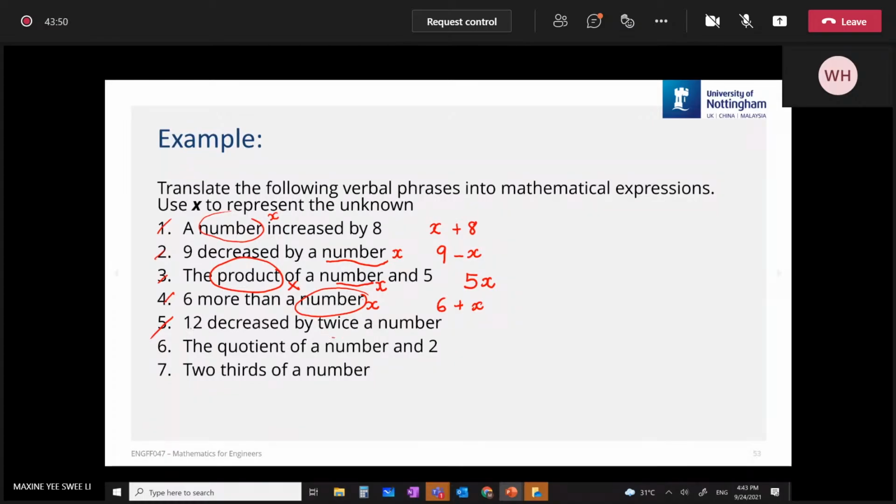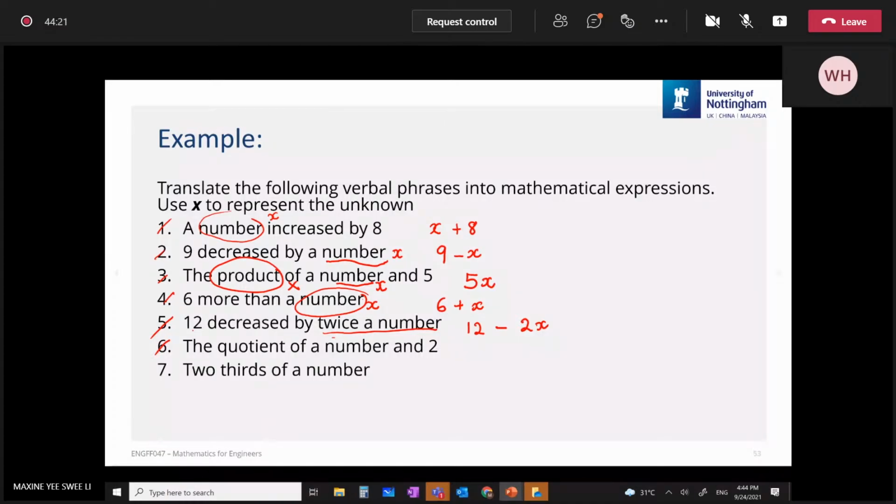Okay? So here, 12 decreased. You can think of 12 minus, by how much? Twice a number. Twice means 2 times. So 2x. Okay, 12 minus 2x. So far, is it okay? Yes, miss.